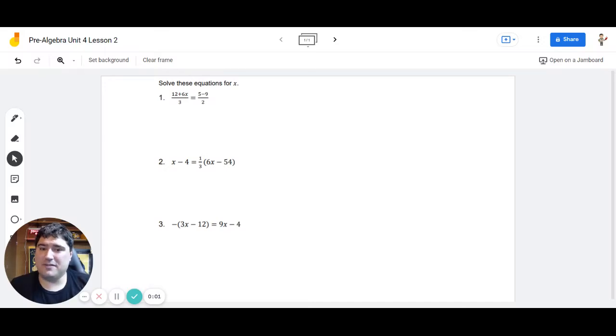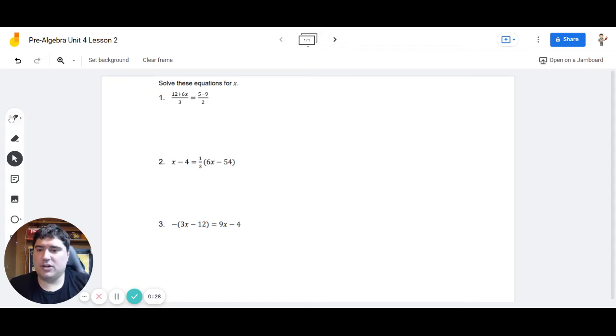Hi everyone, we're going to solve these equations for x. Now, there are lots of ways in which we can solve. There's a lot of moves we can make, but I want to make it easy for you. And the reason why I want to make it easy for you is because I want you to see how you can solve using what you notice, what you observe.